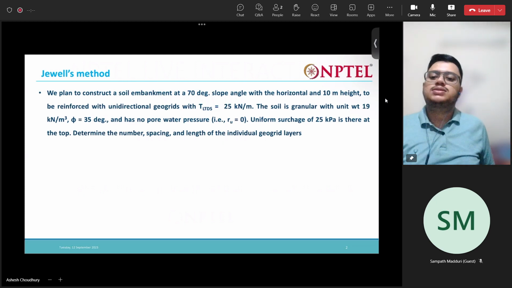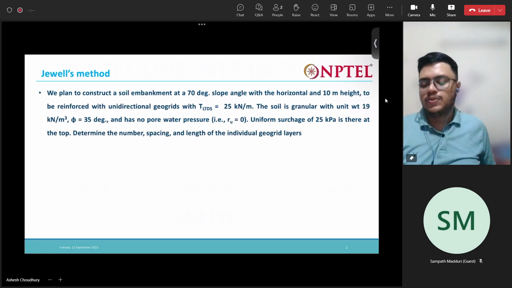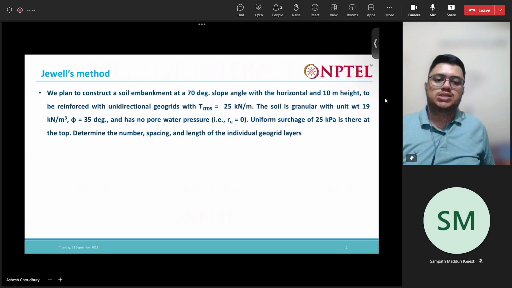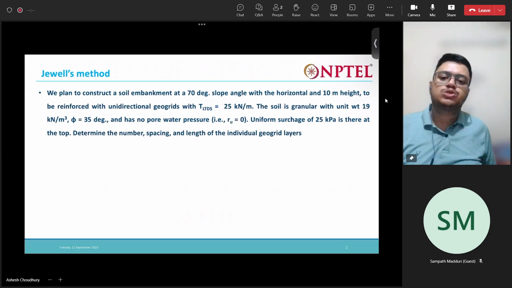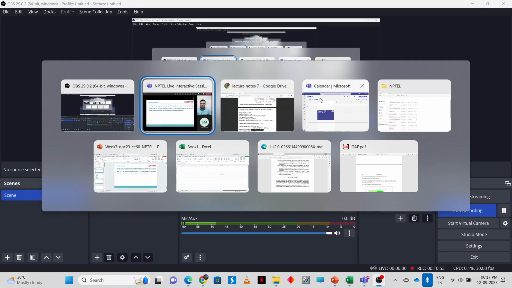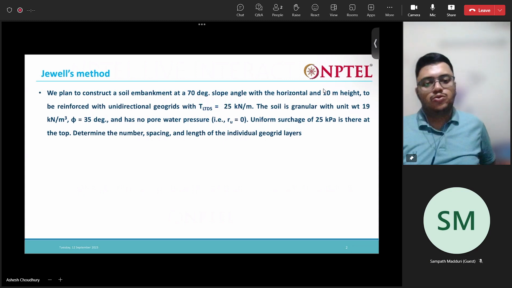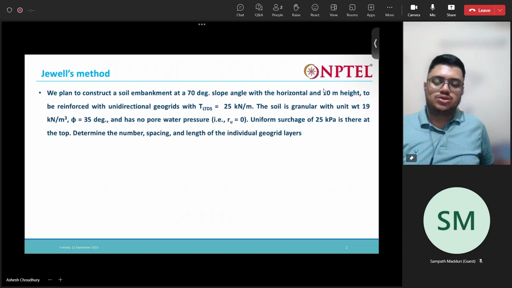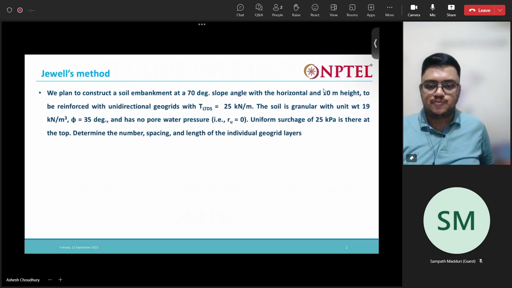We plan to construct a soil embankment at a 70-degree slope angle with the horizontal and 10-meter height, to be reinforced with unidirectional geogrids with design tensile strength TLTDS of 25 kN per meter. The soil is granular with unit weight 90 kN per meter cube and friction angle 35 degrees, and it has no pore water pressure, that is, the pore water pressure coefficient is 0.